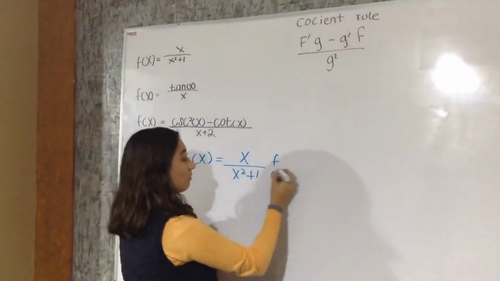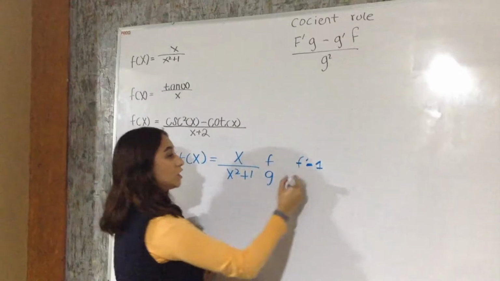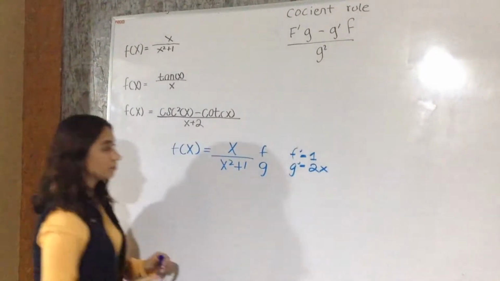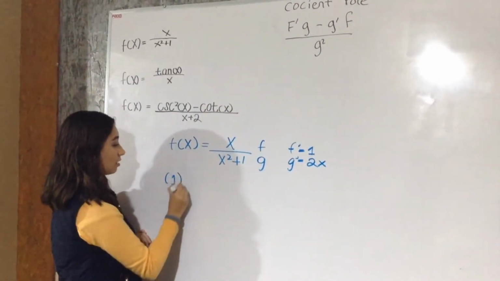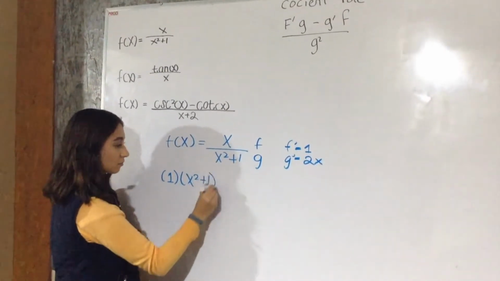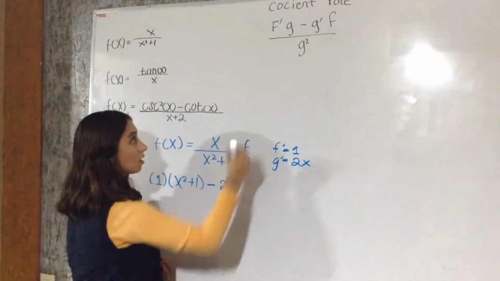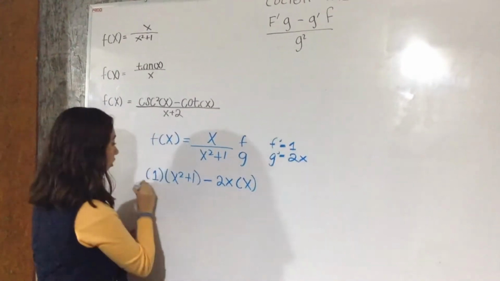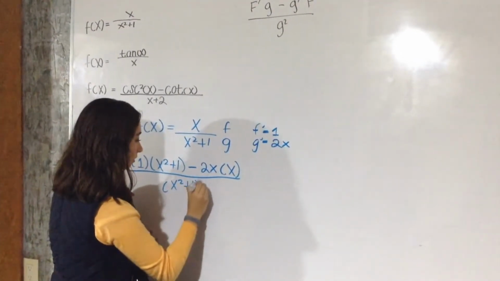Following the rule, we have to put the derivative of f. The derivative of f here is 1 and the derivative of g here is 2x. Now we are going to put the derivative of f by the function of g minus the derivative of g by f, all over x squared plus 1 squared.